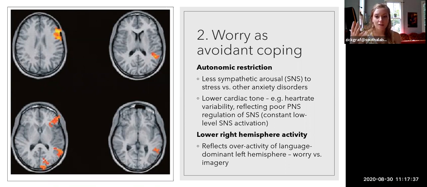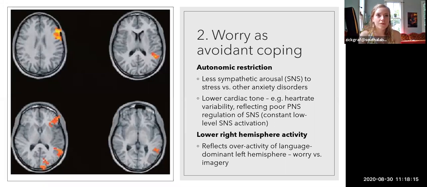And in addition to using language and verbally mediated worry to suppress the emotional impact of thinking about scary situations, there's also evidence that people with generalized anxiety disorder have poor parasympathetic regulation of the sympathetic nervous system. So essentially, people with GAD get less acute peaks in activity of the sympathetic nervous system compared to people with other anxiety disorders, but they also experience less habituation. So their sympathetic nervous system is always a little bit activated. It doesn't go up and down the way that it's meant to, the way that it should when it's regulated properly by the parasympathetic nervous system.